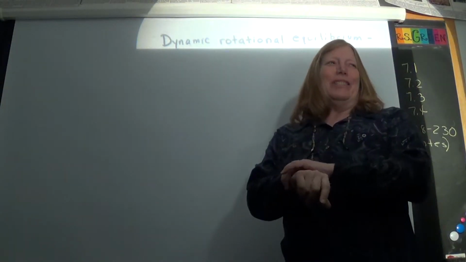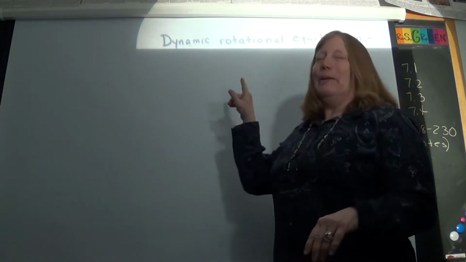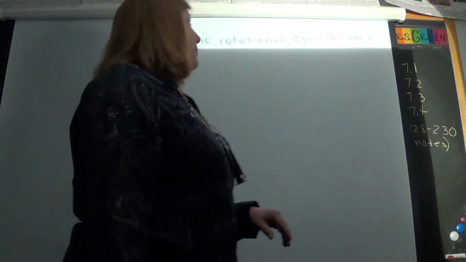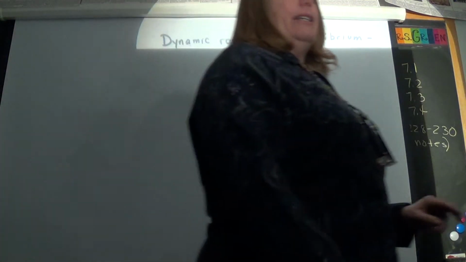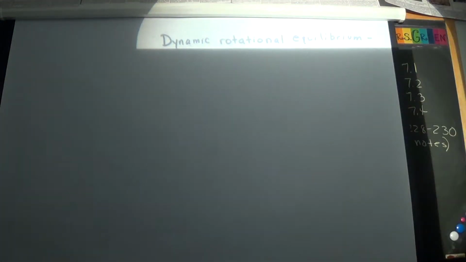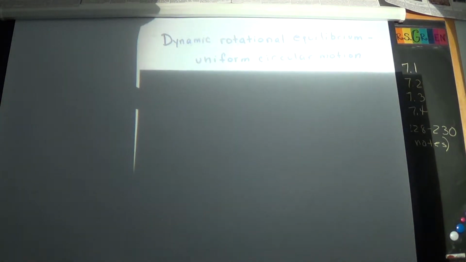We had discussed that this whole mod is going to be dynamic rotational equilibrium, but we decided we no longer wanted to call it that. So, what is the simpler, easily understood title that we gave to this mod? You can look if you forgot. Did you get it? Uniform circular motion. Uniform circular motion.